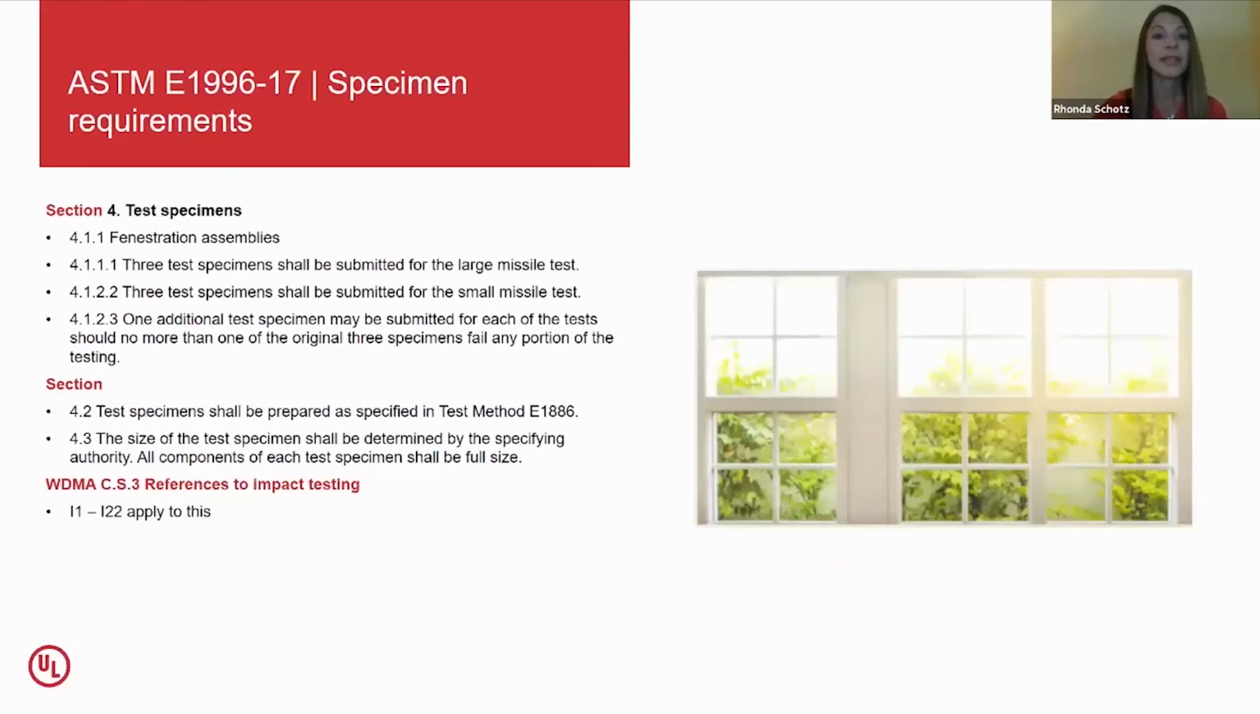For the ASTM E1996 test specimen requirements, you should always remember that a product needs to be tested to NAFS first. Once that initial product is tested, then follow the ASTM E1996 rules on test specimen requirements. As noted here, 3 test specimens shall be submitted for small missile as well as for large missile. The size of the specimens should always be the largest size that you would like qualified.